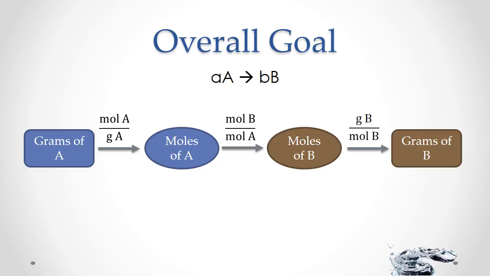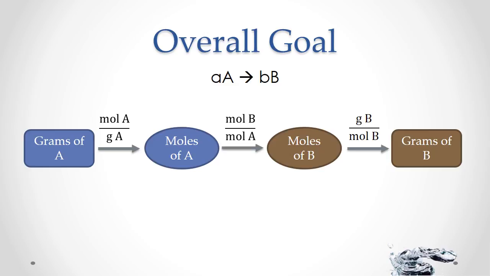So if I have the generic equation A to B, I'm going to go from grams of A to moles of A using the molar mass of A. Convert from moles of A to moles of B using the coefficients from my equation, and then convert from moles of B to grams of B using the molar mass of B. Now this seems like it's a daunting task right now, but all we have to do is break our equation up into small stepwise pieces and everything will come into play.